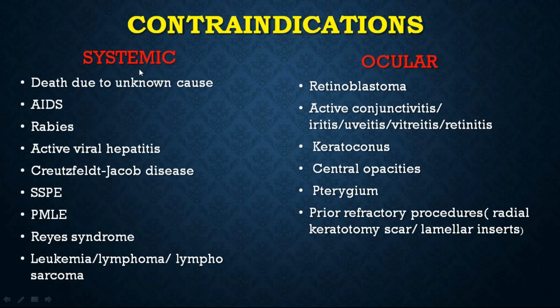Which of the following are the contraindications for taking a donor cornea? AIDS, rabies, active viral hepatitis, Creutzfeldt-Jakob disease, SSPE, subacute sclerosing panencephalitis, Reye's syndrome, leukemia, lymphoma, lymphosarcoma. They are the systemic contraindications. Ocular contraindications include retinoblastoma, conjunctivitis, uveitis, vitritis, retinitis, keratoconus, central opacities, pterygium, refractive procedures like radial keratotomy, scars, and lamellar inserts. These are the contraindications for procuring the donor cornea.